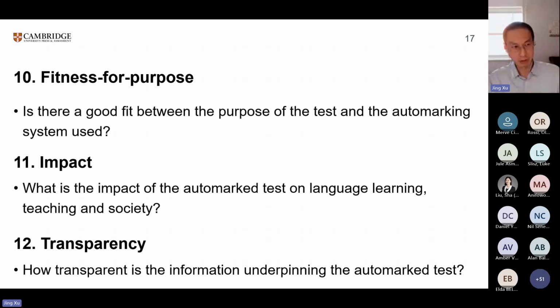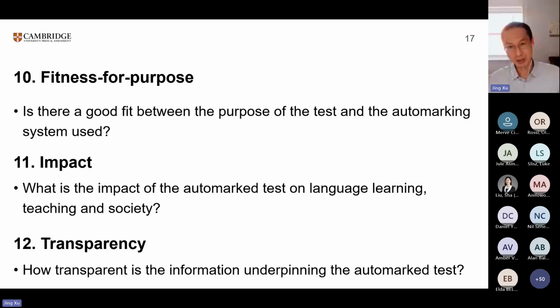So checking the fitness for purpose is really important in judging whether an automark test is appropriate or not. Impact is about how using an automark test has a washback on teaching and learning, and whether that would change test takers' behavior to game the system, etc.